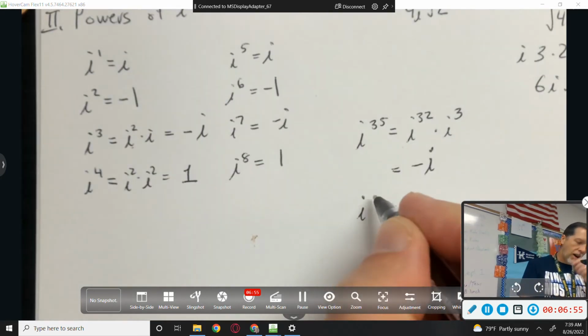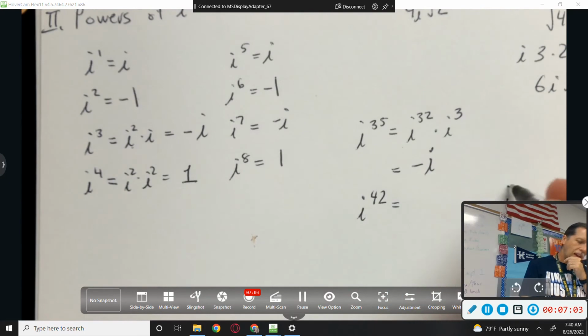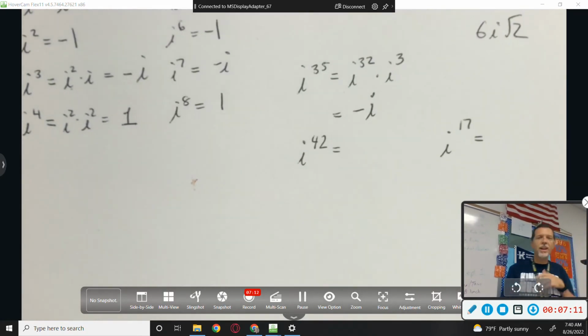Let's do i to the... I don't know, 42nd and i to the 17th. Why don't you try those two? i to the 42nd and i to the 17th. Count them if you must, but it'd be easier if you did the multiple of 4 thing.